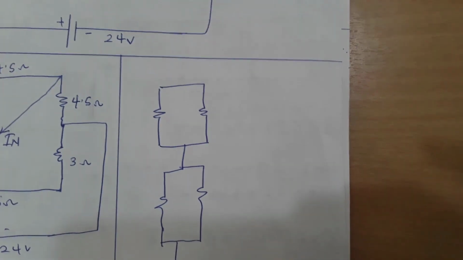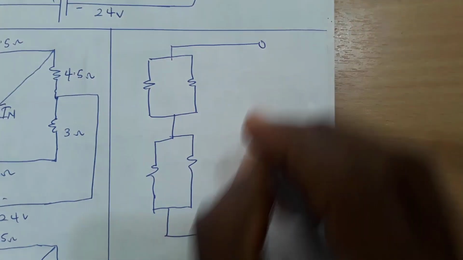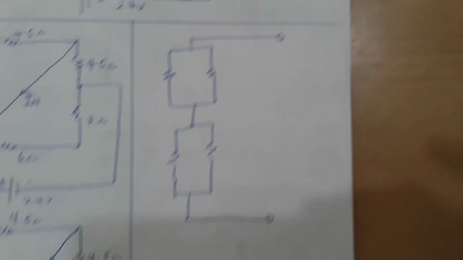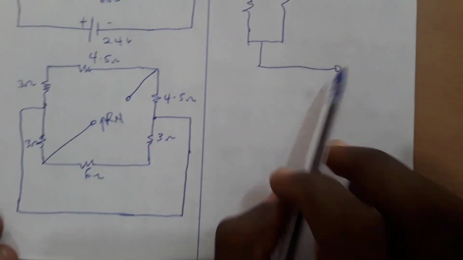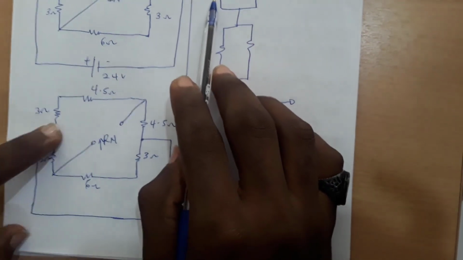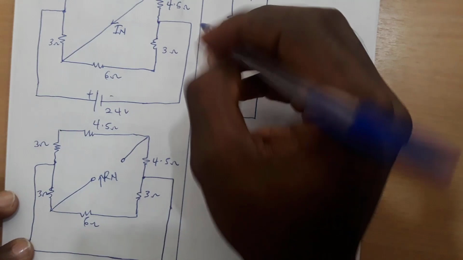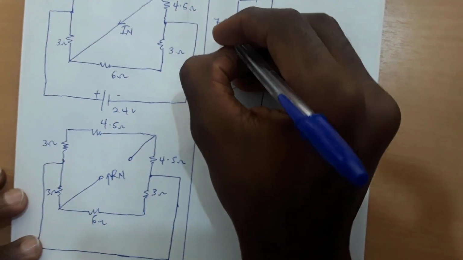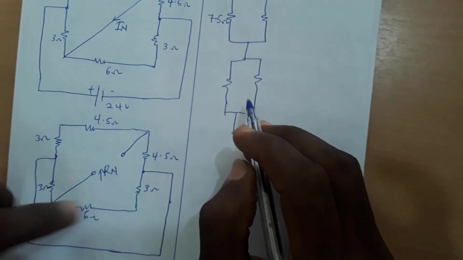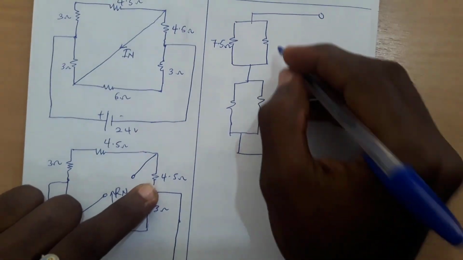And this will be the terminals. These terminals, they are here. So I'm saying that 3 and 4.5 are in series. So from that I'll have 7.5 ohm, sorry, and they will be in parallel with this 4.5.